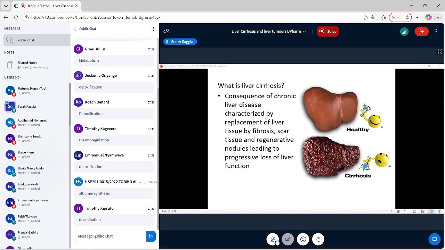Okay, let me see. Detoxification, metabolism. Okay, but you have to define metabolism of what? Detoxification, thermoregulation, okay, albumin synthesis, deamination, bile production. It's not production, it's conjugation.